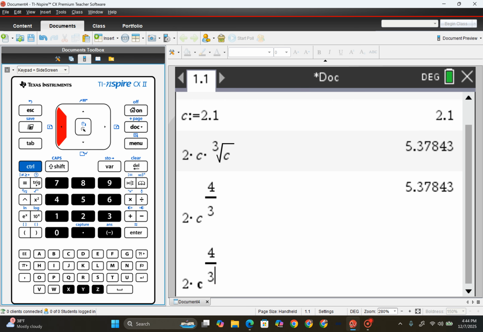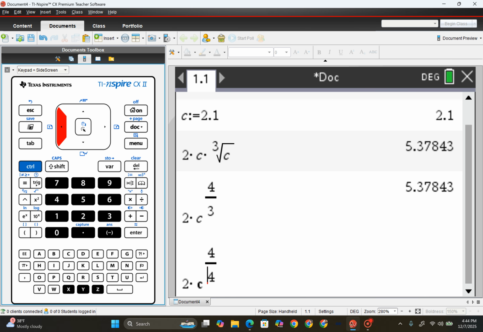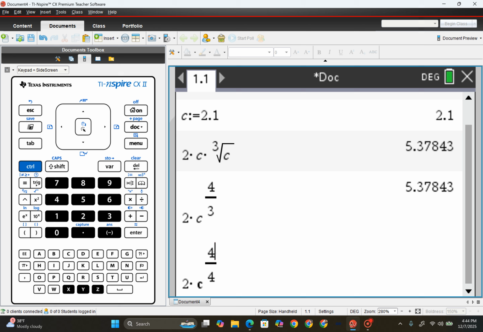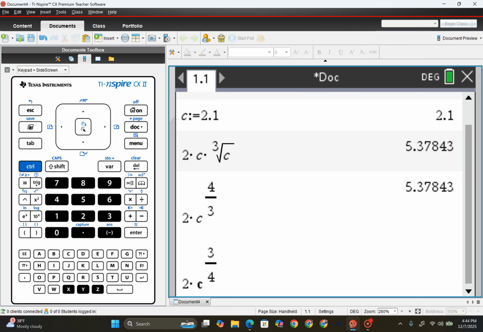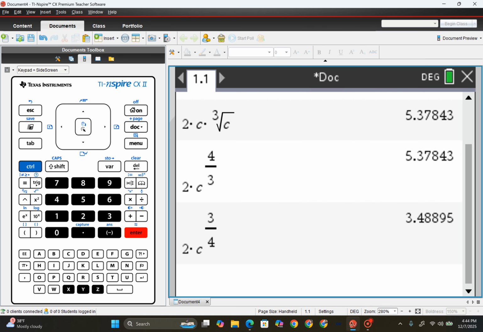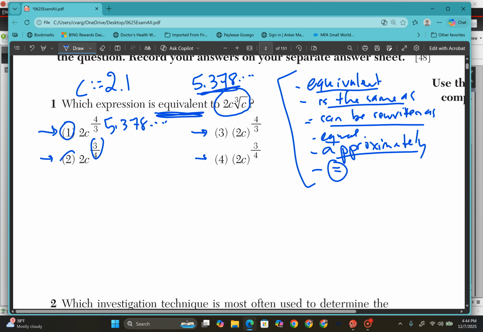This is like a computer. So I can put my 4 on the bottom. I can put my 3 on the top, because that's what I have, right? 2c to the 3/4. See that? So now when I hit enter, I should not get 5.37843, and I don't. Okay, so I know that 2 is wrong. And then you could go ahead and test the other ones.